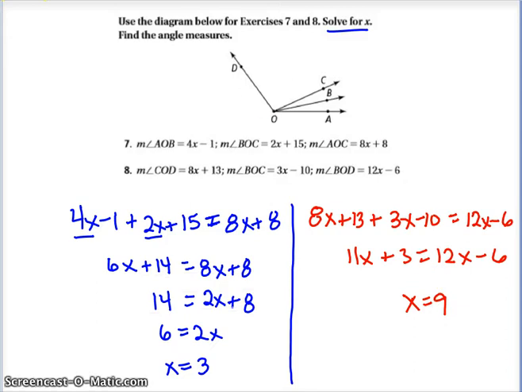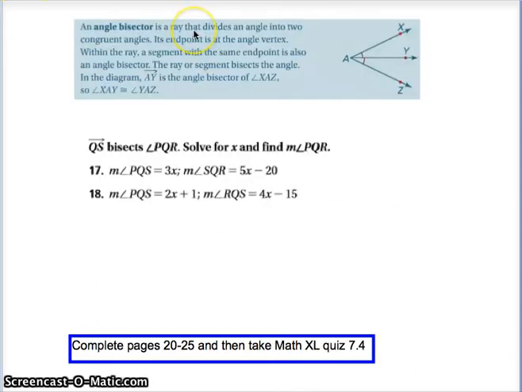All right, hang in there with me. We're on to our last concept, and that's this idea of an angle bisector. An angle bisector is a ray that splits an angle exactly in half. It divides an angle into two congruent parts. So in this picture, this ray AY is the bisector of angle XAZ. It splits this angle into two equal parts. That's the idea of an angle bisector.